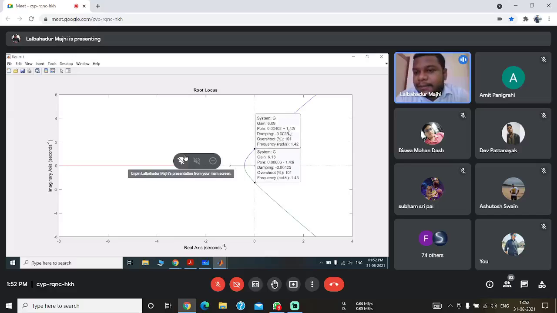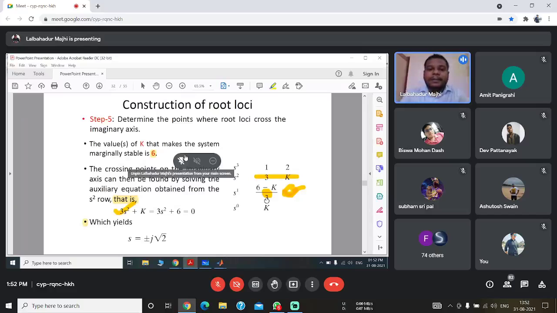Right, it is plus root 2 i, this plus minus j root 2, and similarly here it is minus root 2 j. So you can see now that at this point, for the value of gain 6, our system is marginally stable. We can determine this point s equal to plus minus j root 2 by using the Routh table: we have to make this element 0 and we can determine the value of gain k, and from the auxiliary equation we will get the value of s, or we can say the roots.